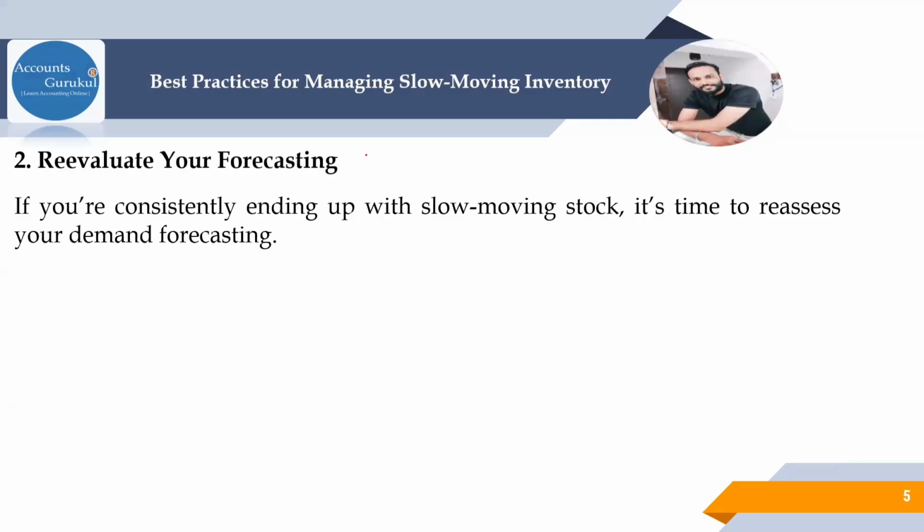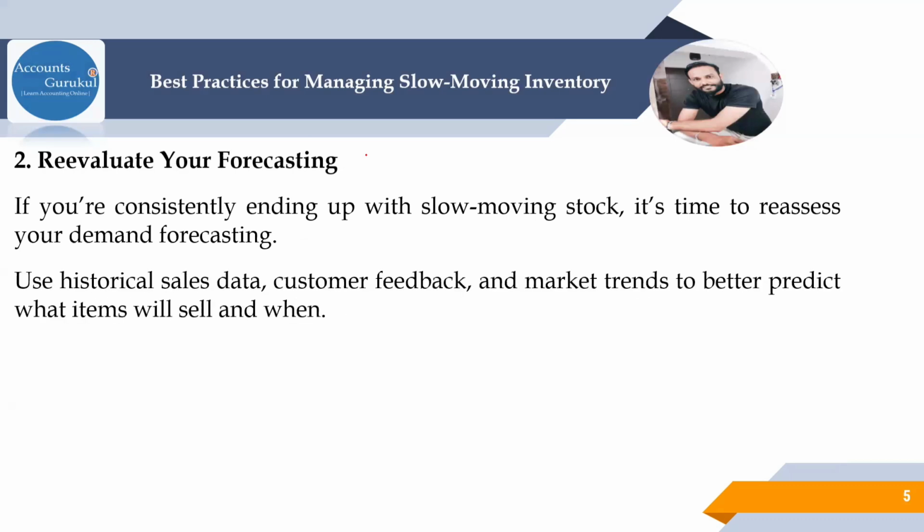If you're consistently ending up with slow moving stock, it's time to reassess your demand forecasting. Use historical sales data, customer feedback, and market trends to better predict what items will sell and when. Use historical data. How much is the sales we have done? What's the customer feedback? How are the market trends? And based on that, we have to do the predictions.